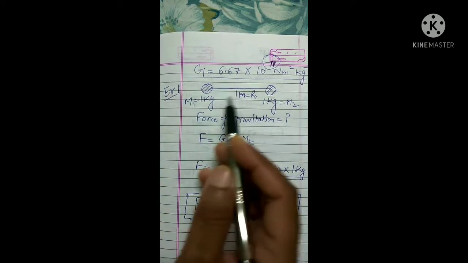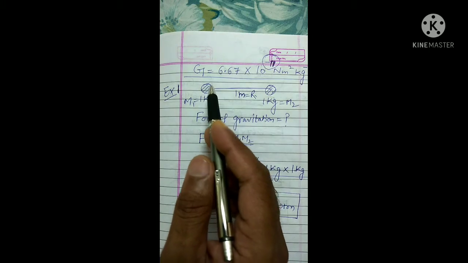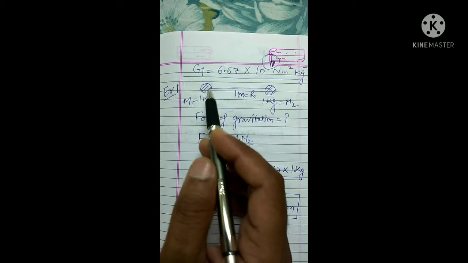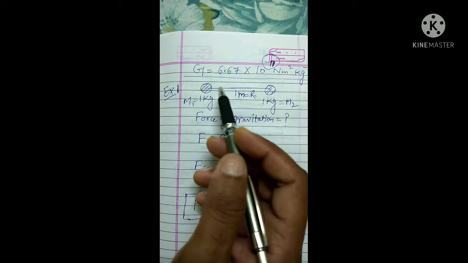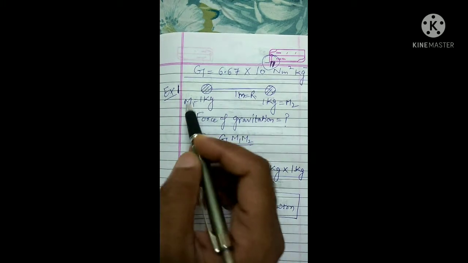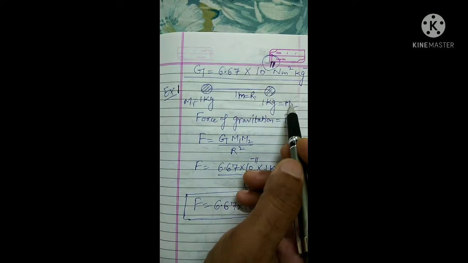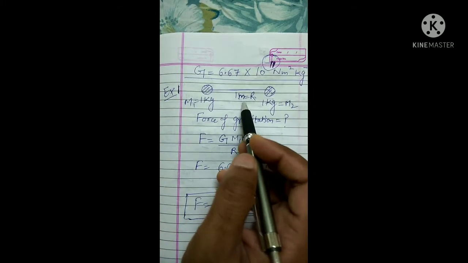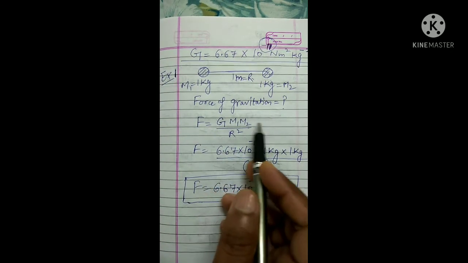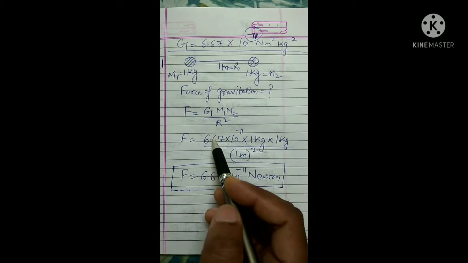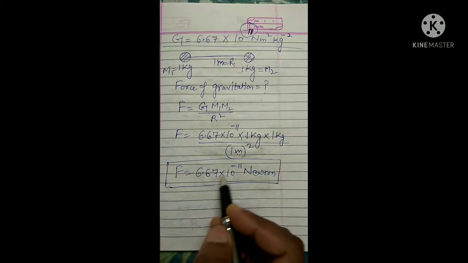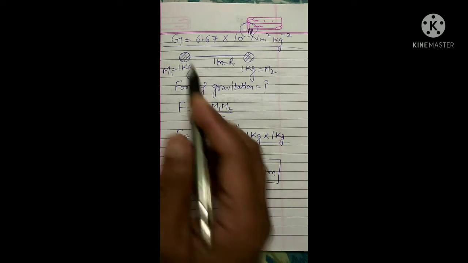As an example, according to the law of gravitation, Newton proposed that every two bodies in this universe attract each other. So we'll try to get the force of attraction between a 1 kilogram mass m1 and a 1 kilogram mass m2, whose distance of separation is 1 meter. According to the law of gravitation, F is equal to G m1 m2 upon r square. Substitute the values of G, m1, m2 and r. Ultimately, we'll get 6.67 into 10 raised to power minus 11 Newton, that is the force of attraction between m1 and m2.